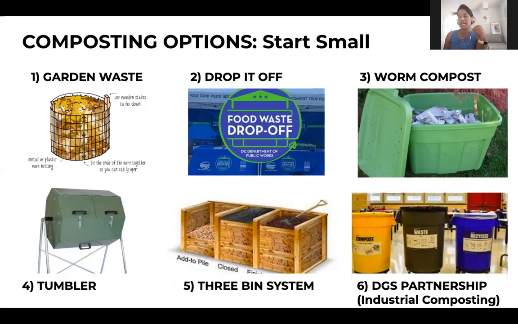Then I'd say a tumbler is a really good start if you want to do both garden waste and some food waste. But I would recommend adding a smaller bin to put the finished stuff, or stuff that you want to finish, to take it out of there and put it in a bin to really finish. Okay, and then number 5 is this big, awesome 3-bin system where you have to water and turn the piles, and the last bin is where you keep the finished stuff.